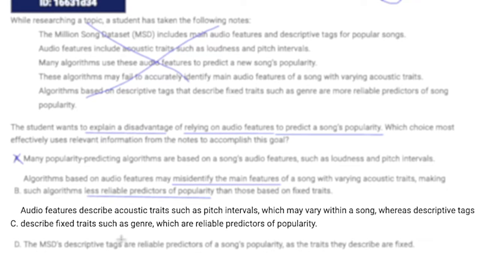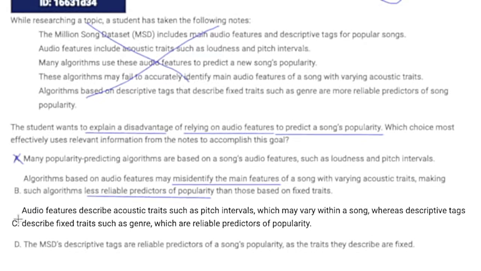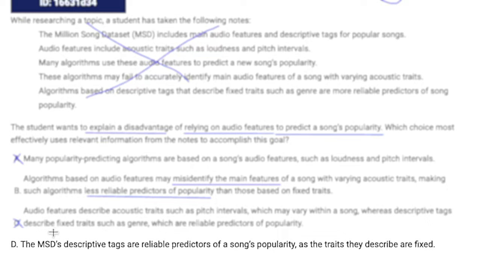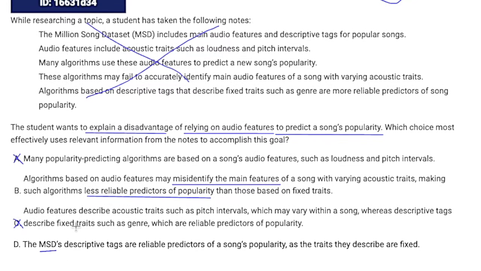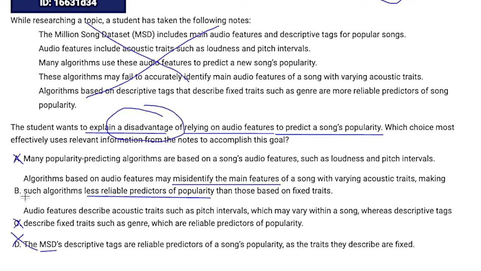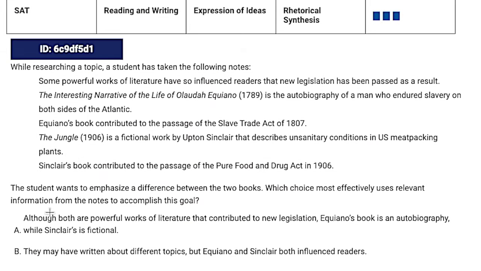Audio features describe acoustic traits. No, that's just telling us the difference between tags and audio features. The MSD's descriptive tags are reliable predictors. No, that's telling us that these MSDs, whatever they are, are good at predicting. So the only one that actually gives us that disadvantage is B. Just like that, we got our answer. I'll show you with one more.